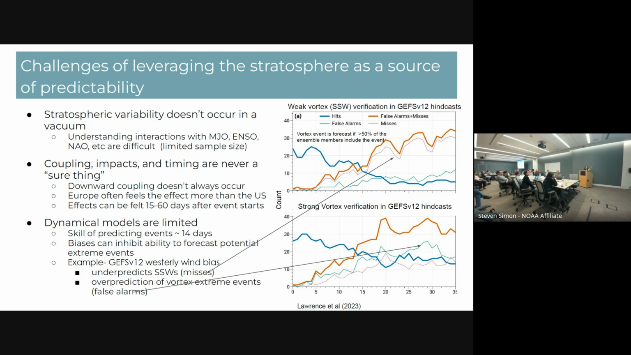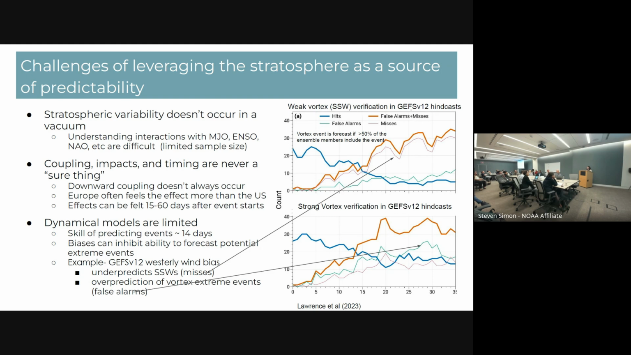And what you can see there in that light, maybe you can see a pink line, is that the misses really dominate. So it's under predicting those sudden stratospheric warmings because the vortex is too strong. On the flip side, it's over predicting the opposite, strong vortex events, because it's already strong enough.